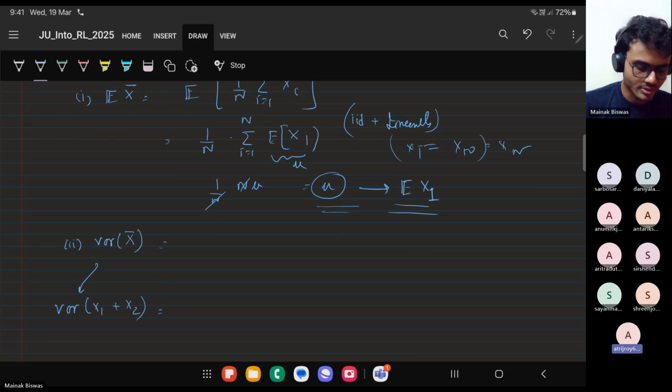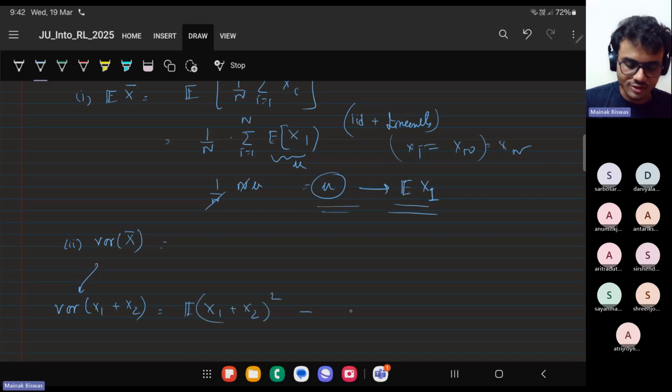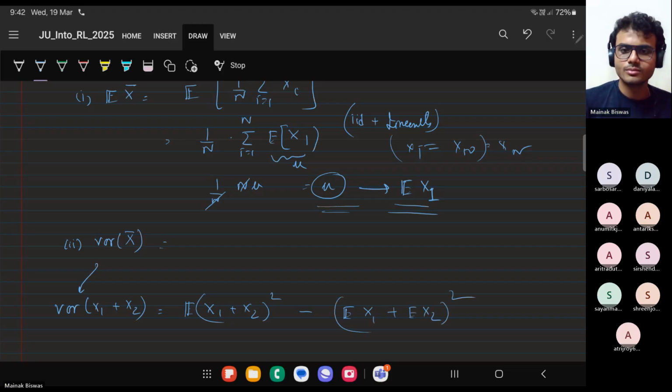The variance of a sum is the sum of the variances of the individual variables. Can we prove it? So this is the expected value of (x1 plus x2) whole square minus (expected value of x1 plus expected value of x2) whole square. Yes or no?